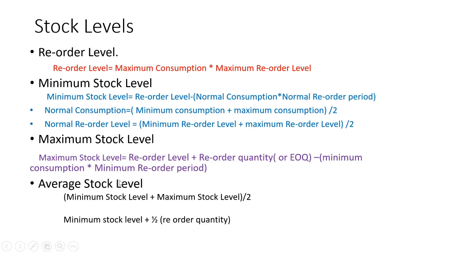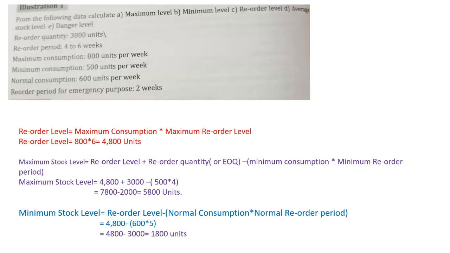And next one is average stock level. Average is minimum plus maximum stock levels divided by 2. There is one more formula: minimum stock level plus half of reorder quantity. Whatever information is given, based on that you have to calculate. So next we will see the actual questions.